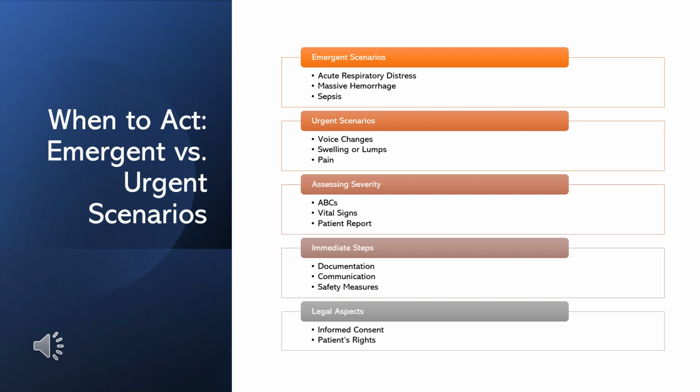Our immediate steps include documentation. Timely and accurate documentation is critical, especially in emergent scenarios where legal implications could arise. And efficiently communicating the patient's status to all relevant healthcare professionals requires the use of SBAR: situation, background, assessment, and recommendation for effective communication. Always have emergency resuscitation equipment available and in working order.